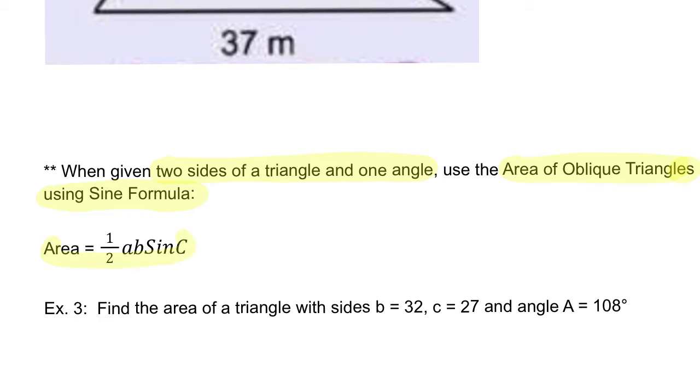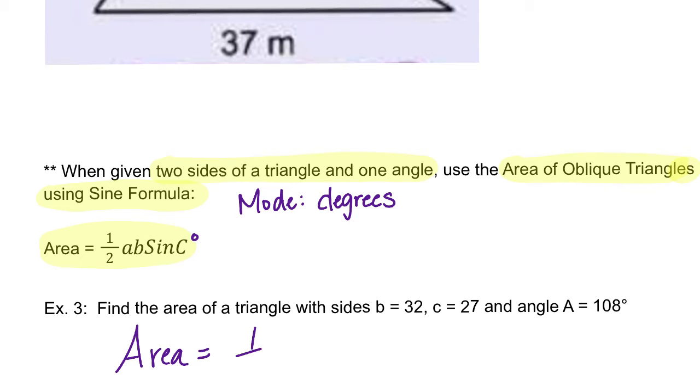So the area is 1/2 side 1 times side 2 times the sine of C, and I should put that in degrees. So the first thing you want to do is check the mode of your calculator and make sure your mode is in degrees, because if you're not in degrees, you will have the wrong answer. So let's check the area of this triangle.